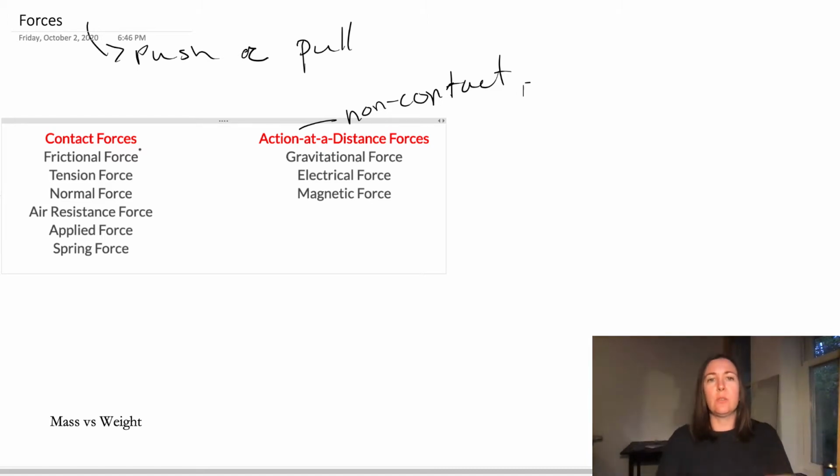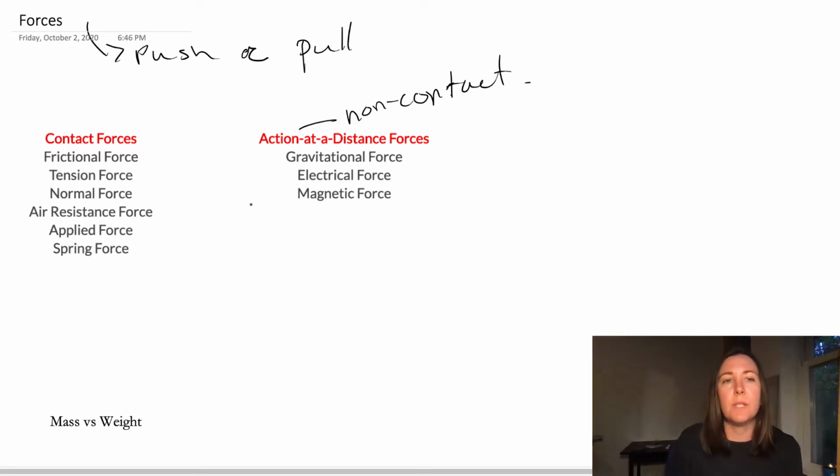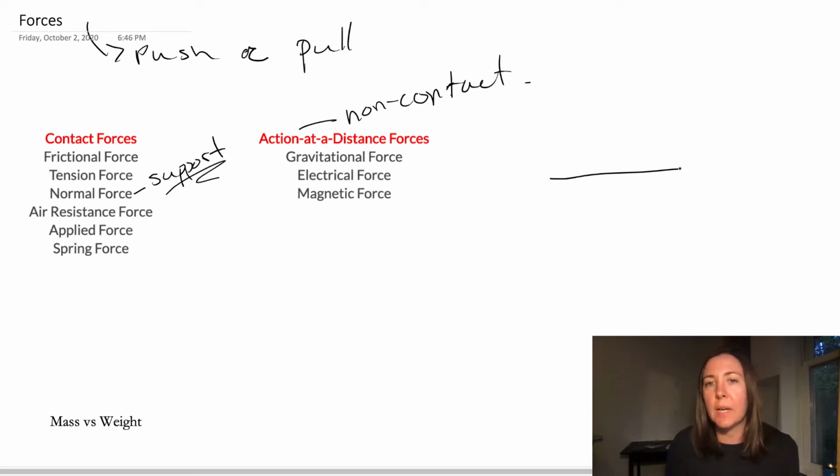Tension forces are like ropes and strings. You can pull on a tension force, but you can't push with a tension because the string goes like this. The normal force is oftentimes called the support force. It's called the normal force because it acts perpendicular, or normal, to a surface.